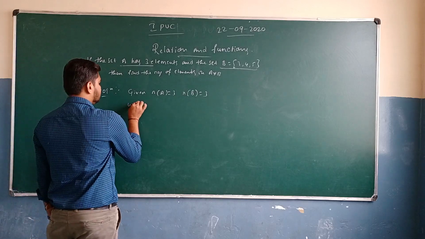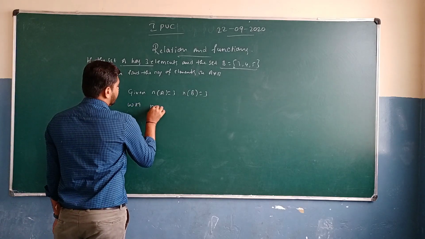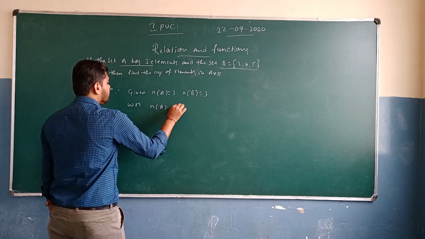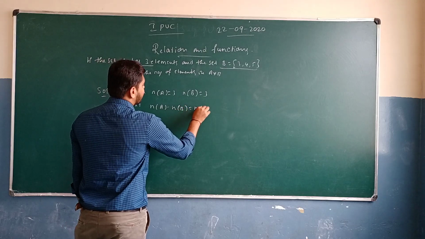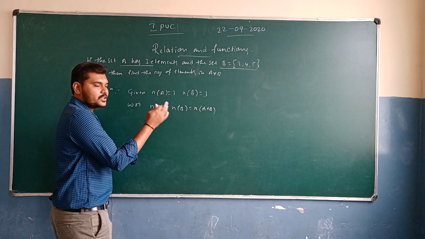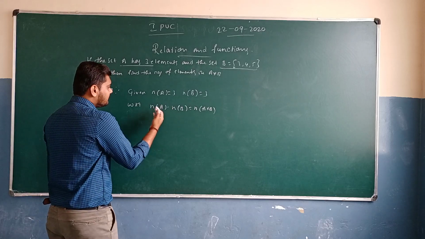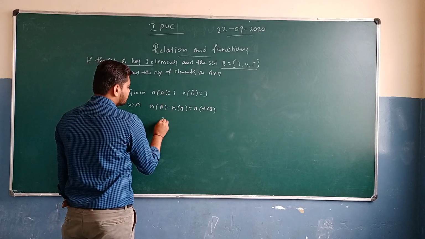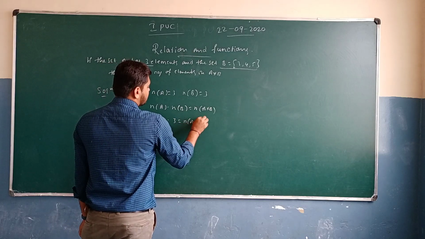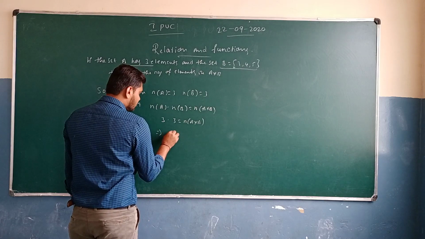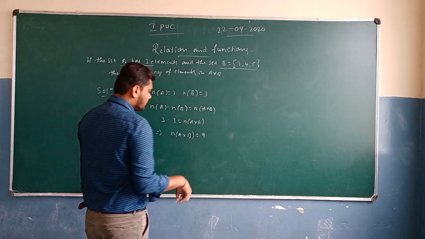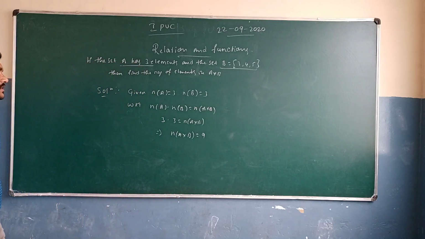So we know that n of A into n of B is equal to n of A cross B. Or we can say that P into Q, PQ is equal to n of A cross B. Similarly, n of A cross B is going to be 3 into 3, which implies that n of A cross B is equal to 9. There are 9 elements present in the Cartesian product A cross B.